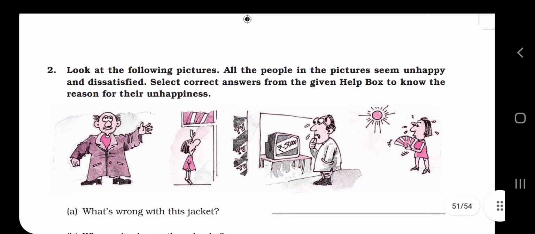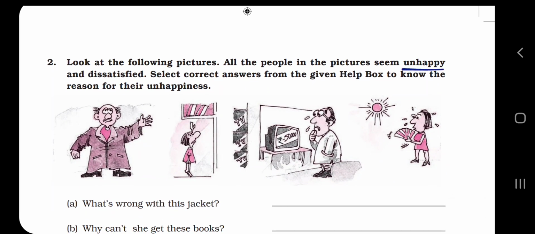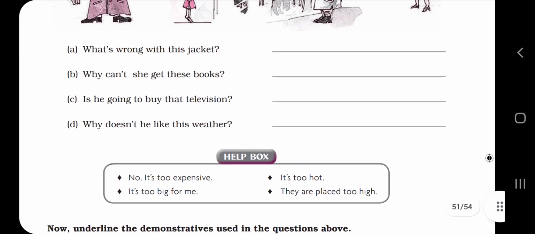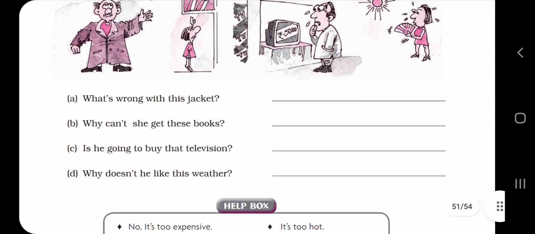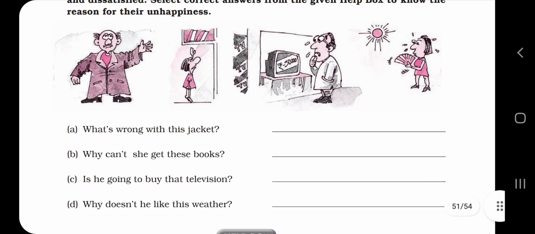All the people in the picture seem unhappy and dissatisfied. Select the correct answer from the given help box to know the reason for their unhappiness. Now let's do it. Here is the help box. Now see the picture, and we can see why this man is unhappy. This jacket is too big. He wants to reach something he is unable to reach. He wants to buy this one, but it is very costly. It is very hot. So let's do it.